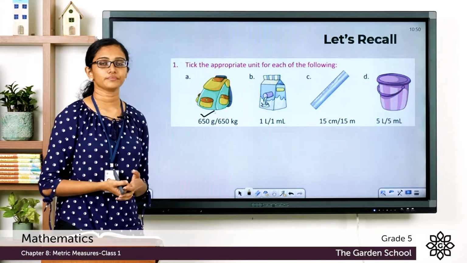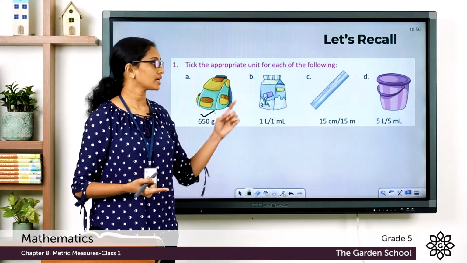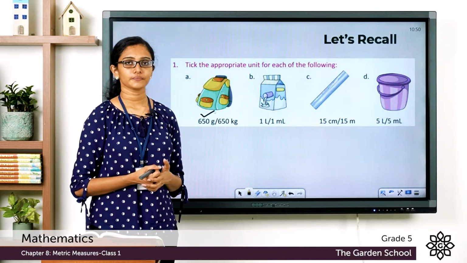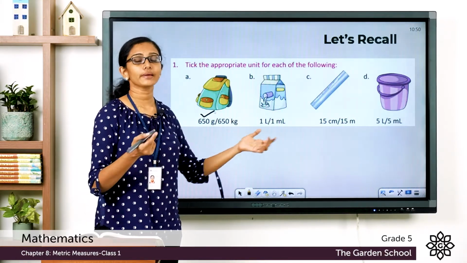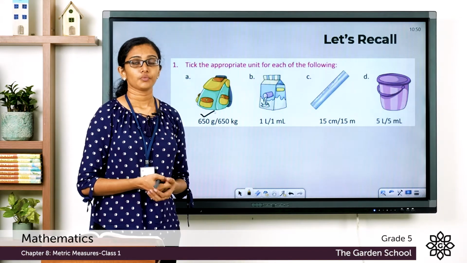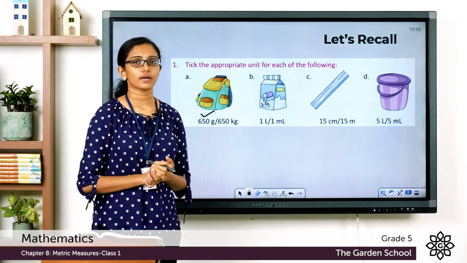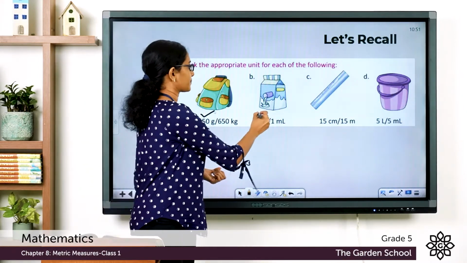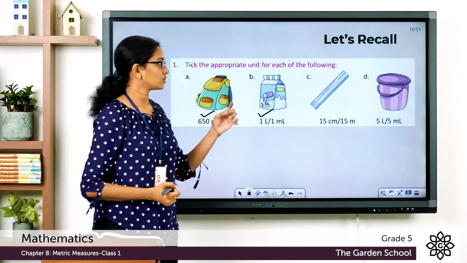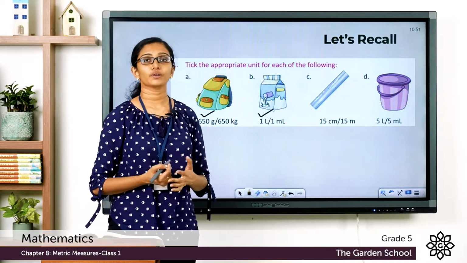The first one, right? In the second figure, you can see a packet of milk. And would it be 1 liter or 1 milliliter? 1 milliliter would be like a very small quantity. So, it would be 1 liter. Now, in the third question, you can see the picture of a ruler.